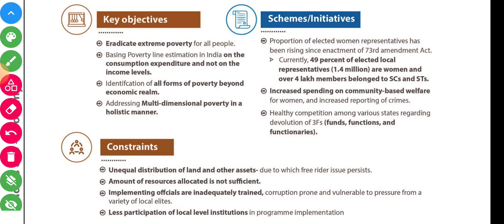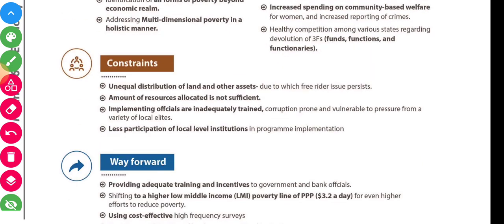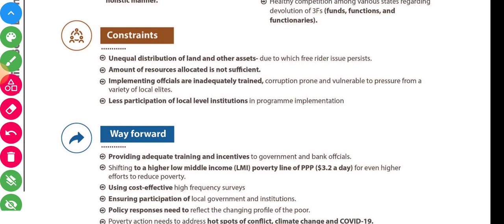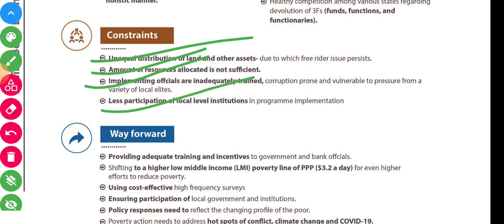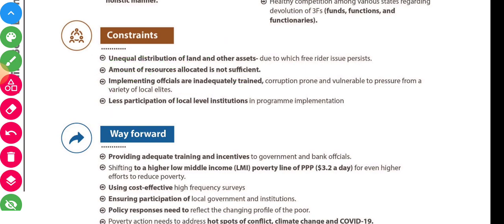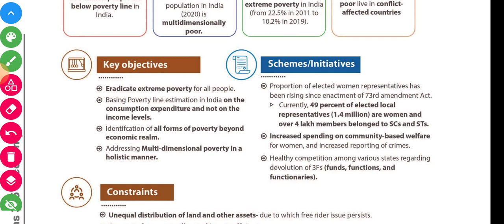What are constraints related to poverty? Unequal distribution of land and other assets, amount of resources allocated is not sufficient, implementing officials are inadequately trained, less participation of local level institutions. These are the constraints. What are the government initiatives related to poverty in India?